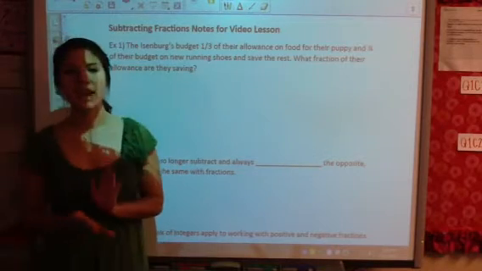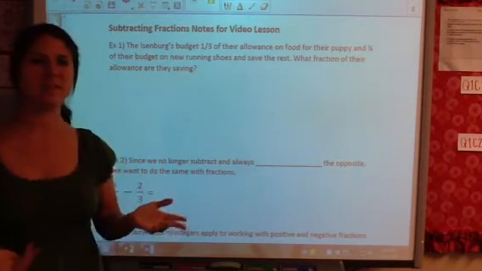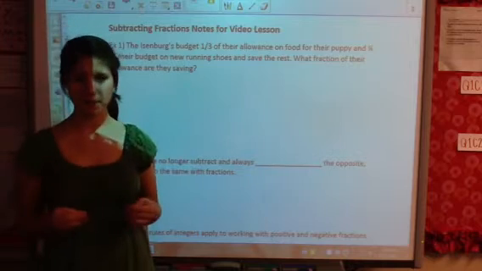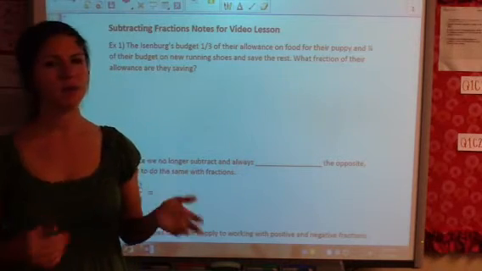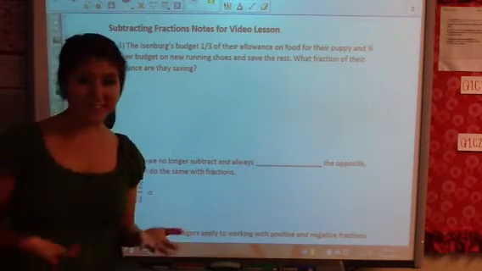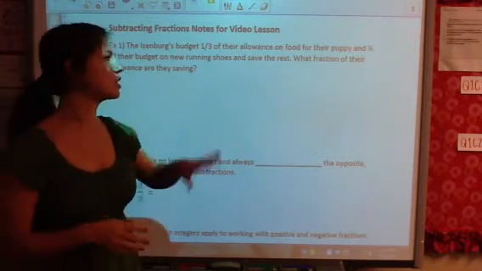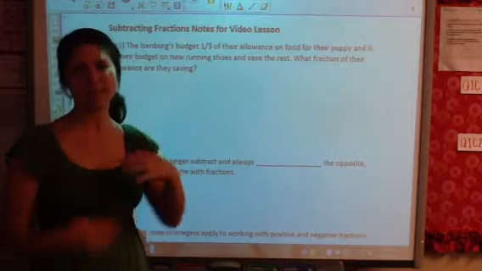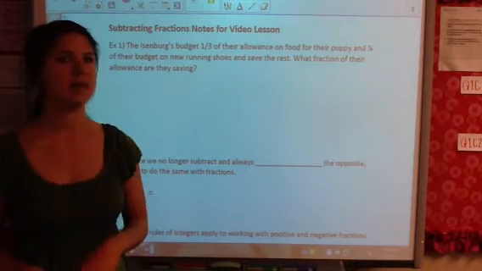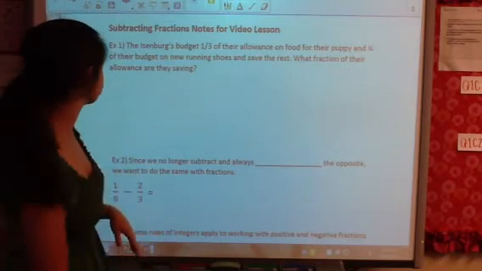So we've already learned how to add fractions, and subtracting is very similar. We're still going to find that common denominator. Instead of adding, though, we're going to subtract. Now, really, we don't subtract anymore. We add the opposite. Okay, so we're going to subtract once, and then I'm going to teach you that it's really adding the opposite. And we know that from working with integers.